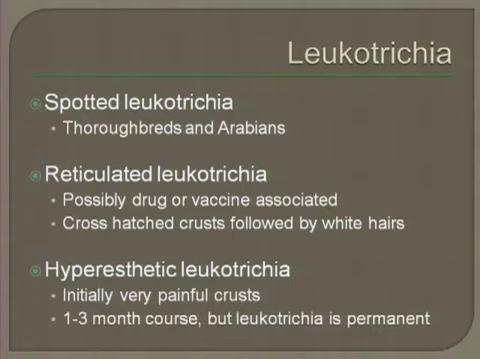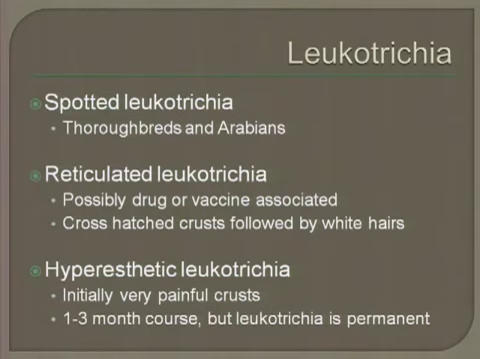Biopsy is of limited utility because it usually has a rather classic appearance. I'll show pictures of spotted and reticulated in just a moment. And so reticulated leukotrichia is thought to be drug or vaccine associated. Basically, you get these cross-hatched crusts, typically over the dorsum of the animal. They can be a little bit painful. Once the crusts heal, the hair that regrows is all white, again in this cross-hatched sort of pattern.